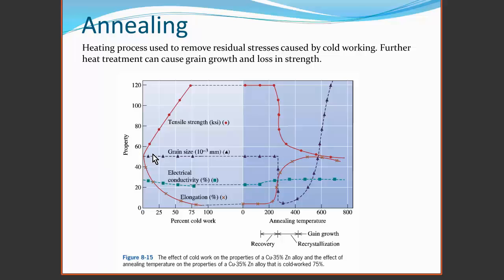Let's have a look at these graphs here. We have tensile strength, grain size, and elongation. After some percentage cold work, up to say 100 here, we see that the tensile strength goes up and plateaus. The grain size stays constant under cold work, and the elongation goes down. Now, if we take the 100% cold worked sample and put it in a heat treatment furnace, we see that at 200 degrees centigrade, or roughly just beyond that, about 300, the material properties change rapidly.